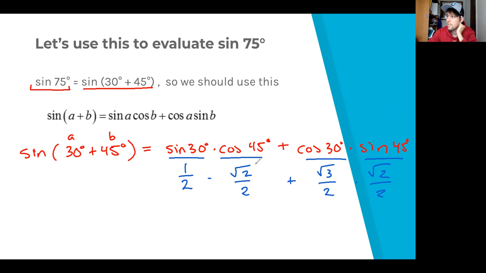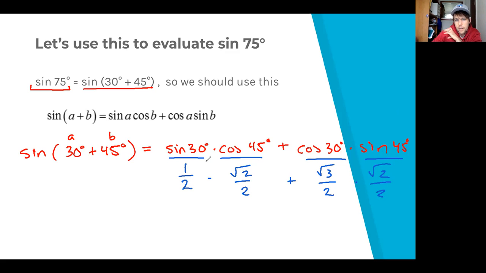You're going to see a lot of these same values show up, positives, negatives, but a lot of times when we're using these sum and difference formulas for angles like 75 degrees, a lot of the same stuff shows up. I mean, these are basically just all the numbers that are on the unit circle anyway.